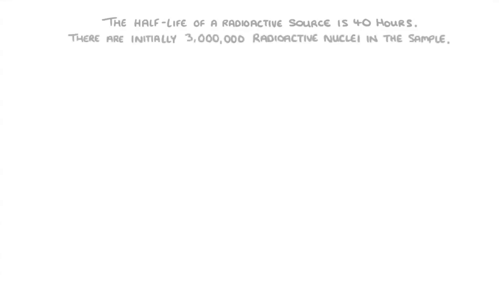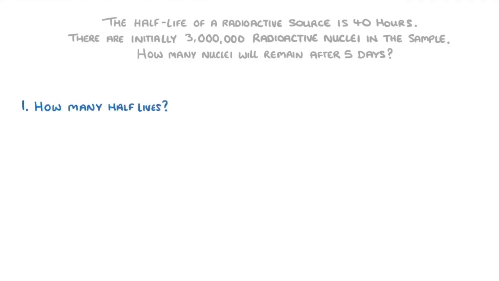Before we finish, let's try one quick question. The half-life of a radioactive source is 40 hours. There are initially 3 million radioactive nuclei in the sample. How many nuclei will remain after 5 days? In a question like this, the idea is to first find out how many half-lives there will be, and then half the number of radioactive nuclei that many times.